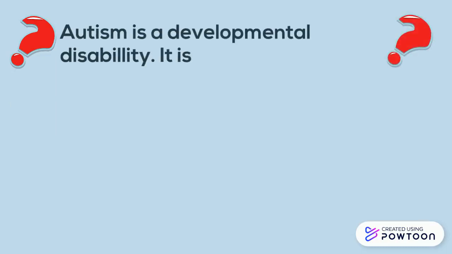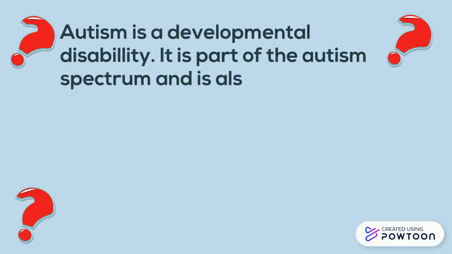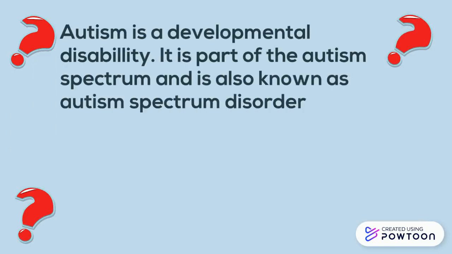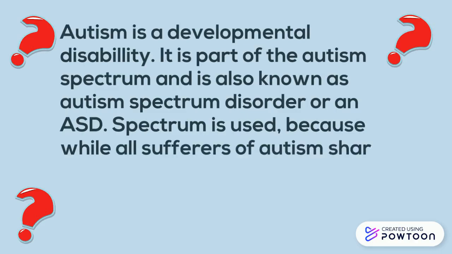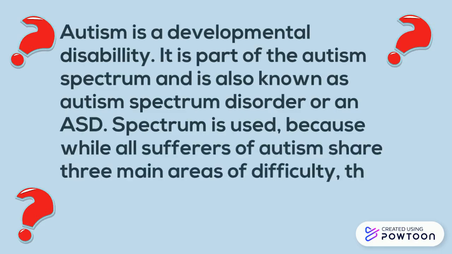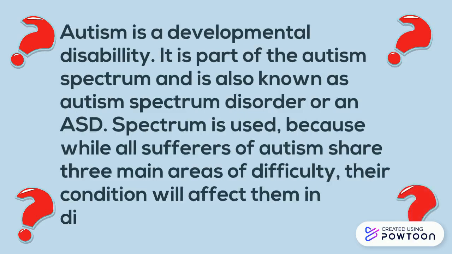Autism is a developmental disability. It is part of the autism spectrum and is also known as autism spectrum disorder or ASD. Spectrum is used because while all sufferers of autism share three main areas of difficulty, their condition will affect them in different ways.